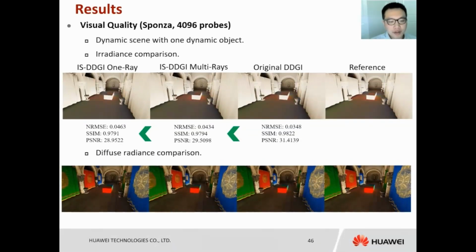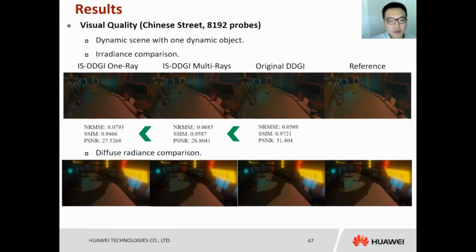And then when we try to measure how the probes react to localized scene changes, when there's only one object moving in the scene, in this case, our ISDDGI one-ray and multi-rays can produce similar results to the original DDGI and reference, where our multi-rays further improve the visual quality of the one-ray. We observe consistent results again in the Chinese street with the 8K probes with one dynamic dragon moving in the scene.